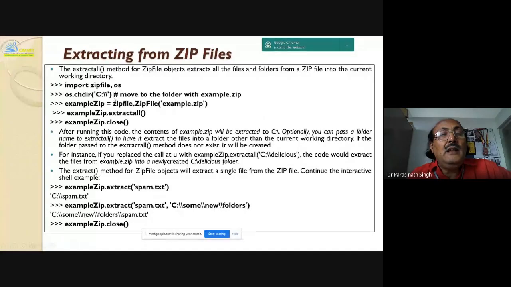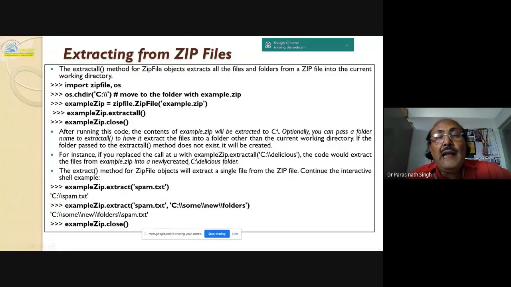Optionally, it extracts in the current, present directory. But if you want to give a path to extract all the files in another directory, you can give that. If the folder passed to the extractall method does not exist, again it will be created. So that is a good thing. If you have passed some folder name and it is not there, it will be created. The main thing is that all these have such an interface with the operating system.